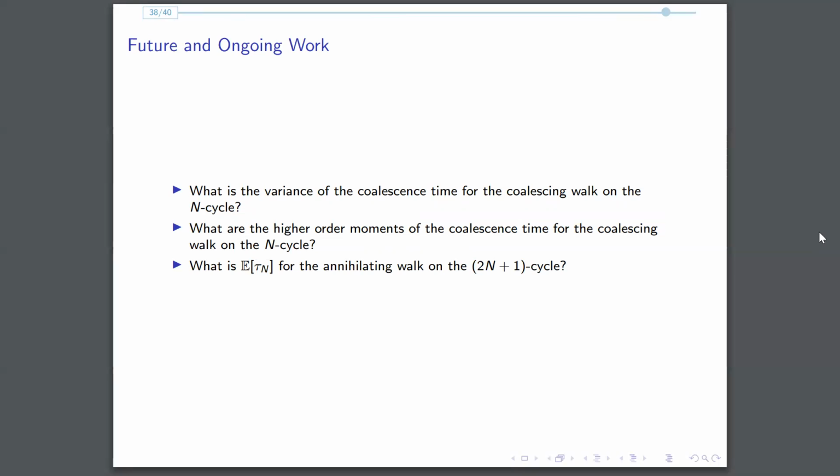As was mentioned on the last slide, we found the expected value of tau NA for the annihilating walk when n was even. However, we're still interested in finding what the expected value of tau NA is when n is odd. We ran some simulations for this problem. However, we haven't identified any obvious pattern in the values of the expected value of tau NA.